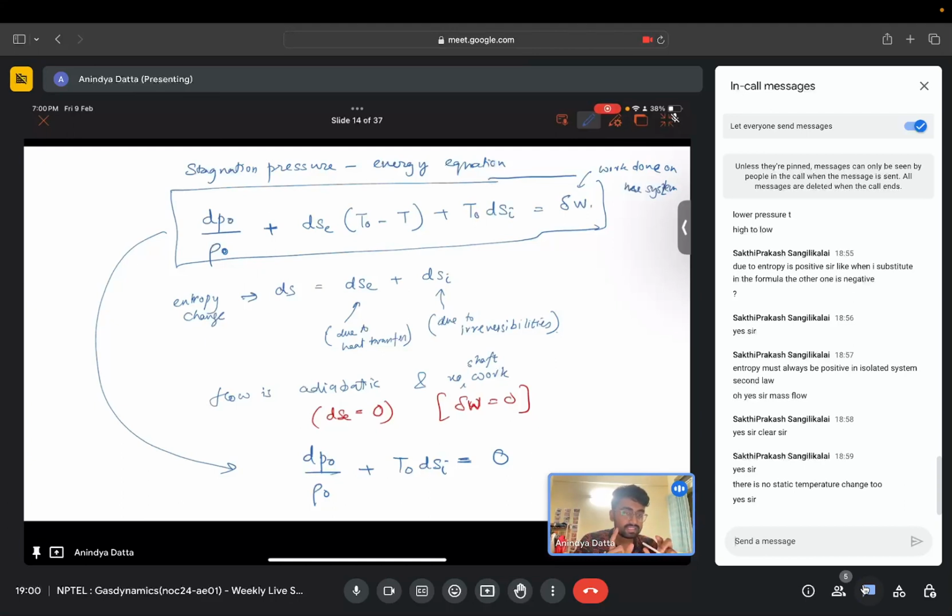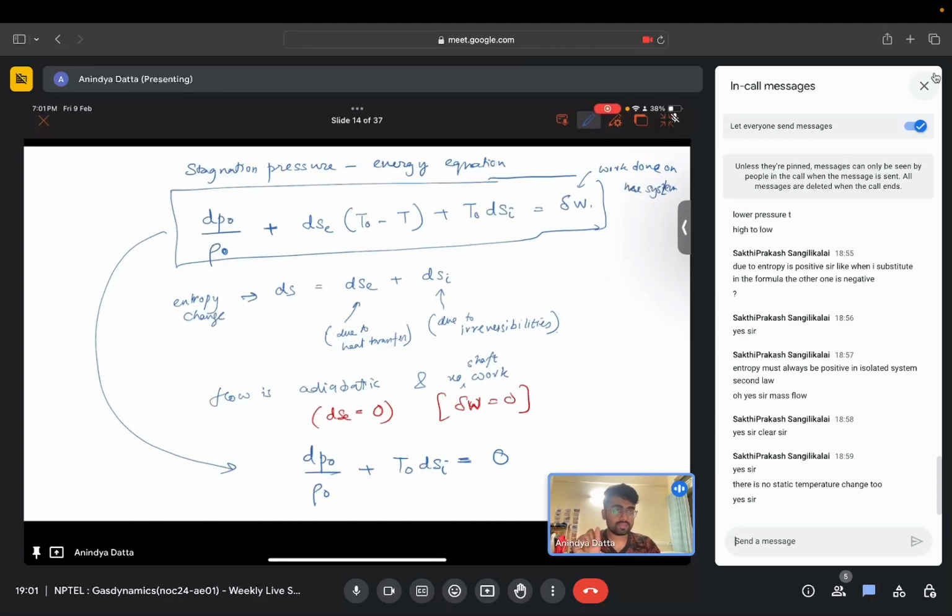Okay, and so what is stagnation enthalpy? Enthalpy plus the kinetic energy part. So the enthalpy can increase and kinetic energy can decrease, keeping the stagnation enthalpy constant, right? So there can be interconversion between the static enthalpy and kinetic energy. But the total stagnation enthalpy, or total enthalpy, will stay constant.